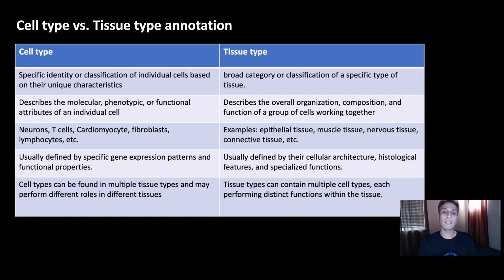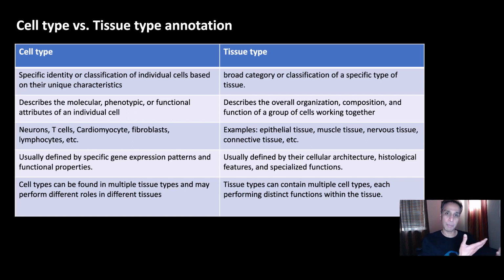But if you are looking for tissues, then there is epithelial tissue, muscle tissue. In a muscle tissue, you may find cardiomyocytes. Hopefully that makes sense, right? In epithelial tissue, you may find T cells, for example. And for example, nervous tissue: in nervous tissue, you may find neurons. So hopefully you can see the link there. And cell types are typically defined by a specific gene expression pattern, which is what we have right now.